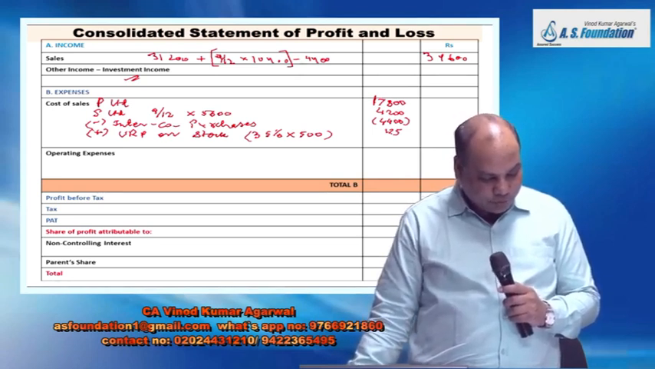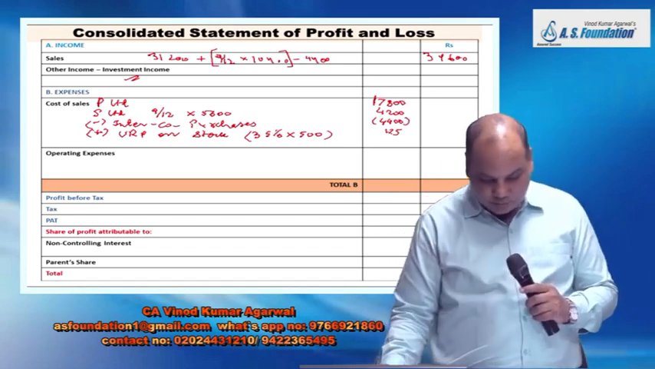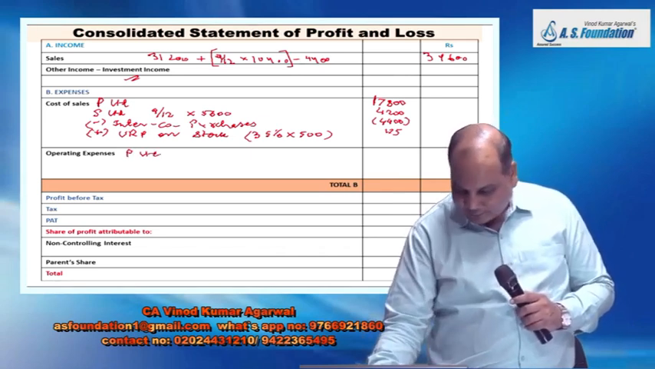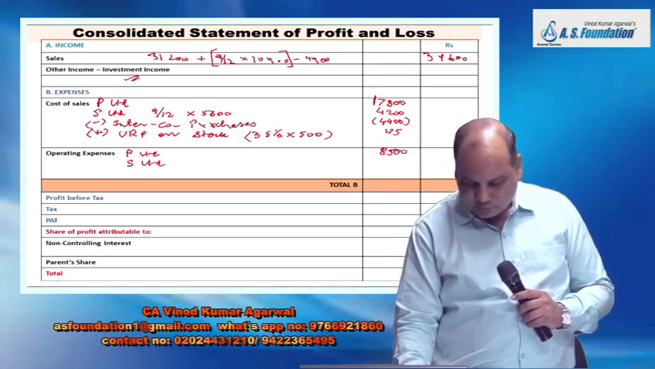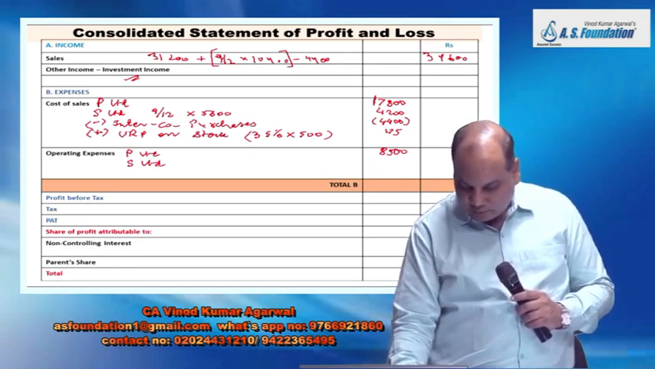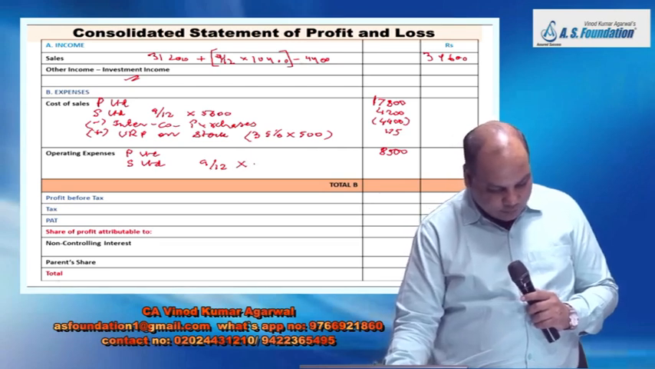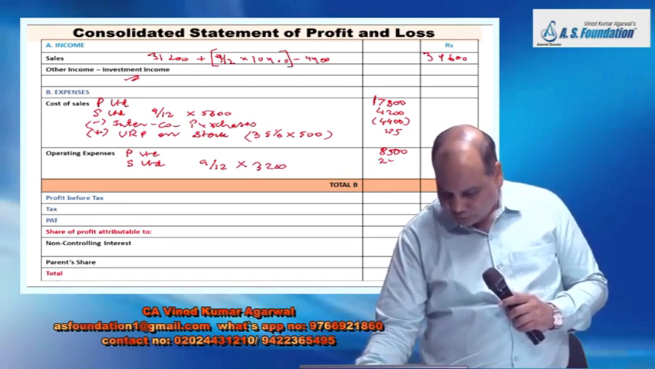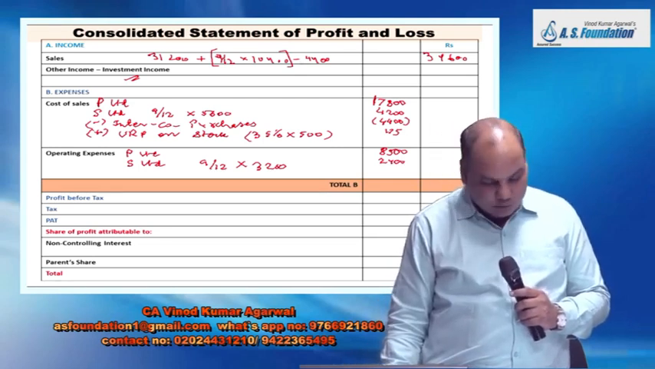Cost of sale, gross profit will not write. Operating expenses, right? P Limited is how much? 8500. S Limited is how much? 9 by 12 of 3,200. Keep it here, we'll come back to this. Then profit from operation will calculate later.